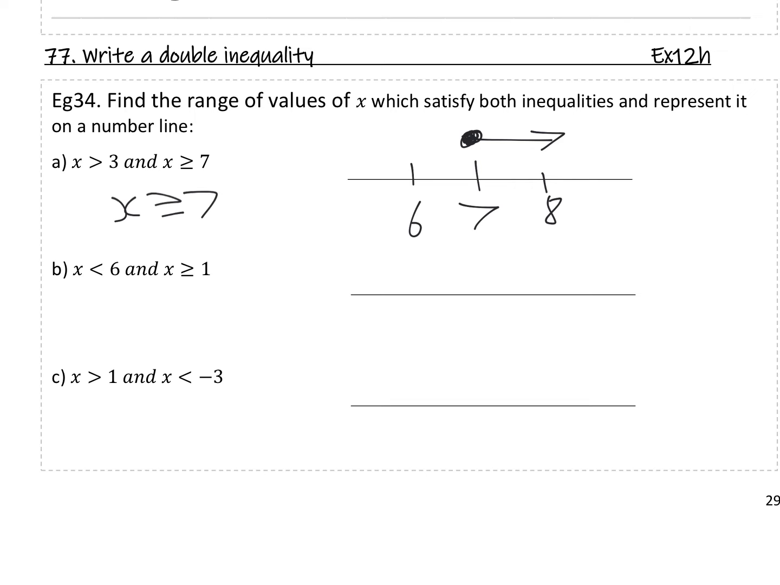Part B, we've got x is less than 6 and x is greater than or equal to 1. X is less than 6 means it has to go below 6. But x is greater than or equal to 1 means it can be 1, and then anything above that. So actually x can be any value between 1 and 6, so we can write it as a double inequality.